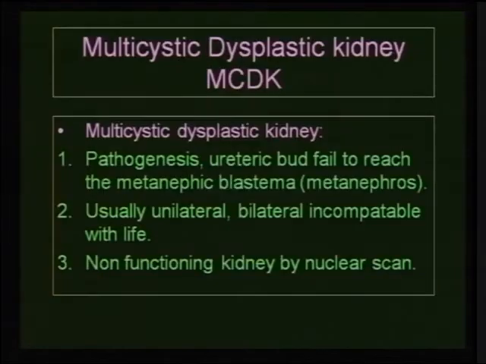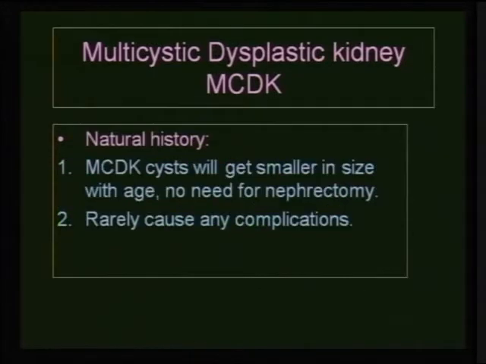So this is why you find in multicystic dysplastic kidney that the pathogenesis is the ureteric bud has not reached the metanephros, the metanephric blastema. It did not reach it, so it did not stimulate the formation of the tubules, and that's why the metanephros will go into a degeneration into cystic changes. It is usually unilateral, and if it is bilateral, it is incompatible with life, and that kidney with multicystic dysplastic changes will have no function.